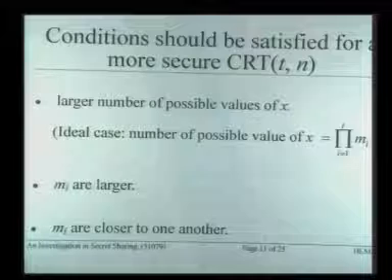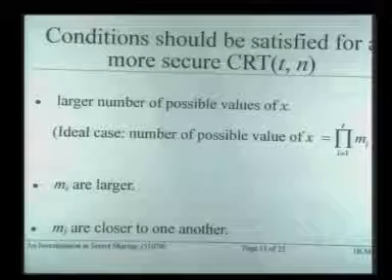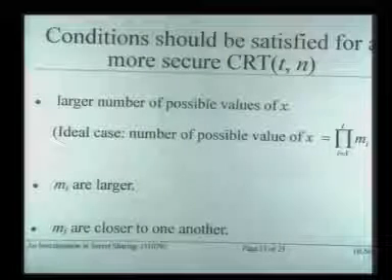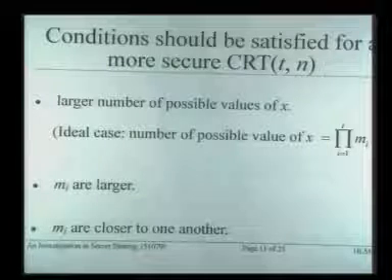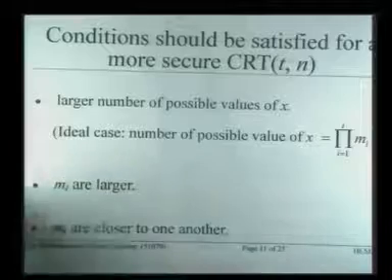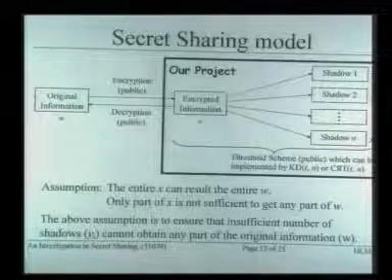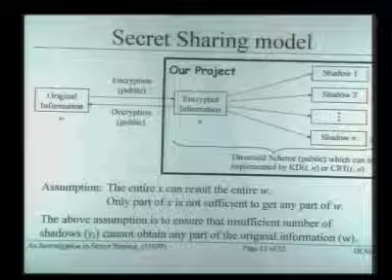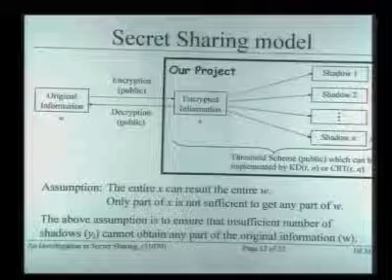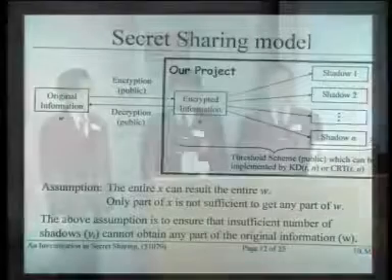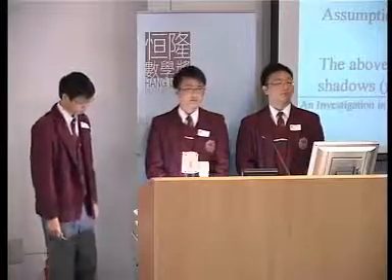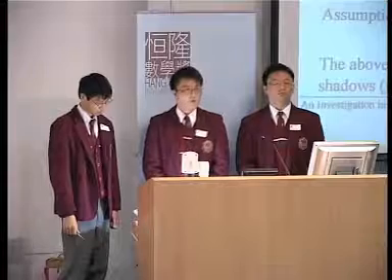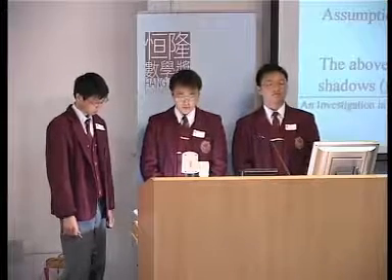We have 3 methods to have a more secure CRT scheme. First, large number of possible values of x. Second, mi are larger. Last, mi are closer to one another. We create a secret sharing model and make some assumptions. The assumption is to ensure that an insufficient number of shadows cannot obtain any part of the original information. Our report only focused on the threshold scheme.